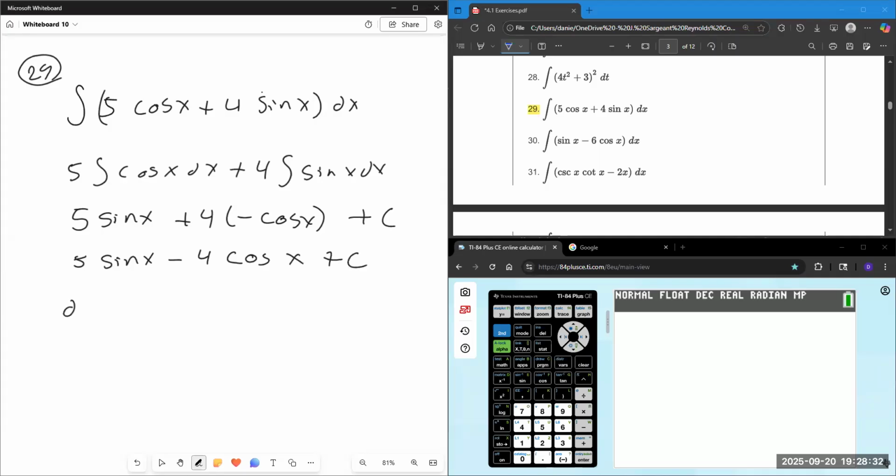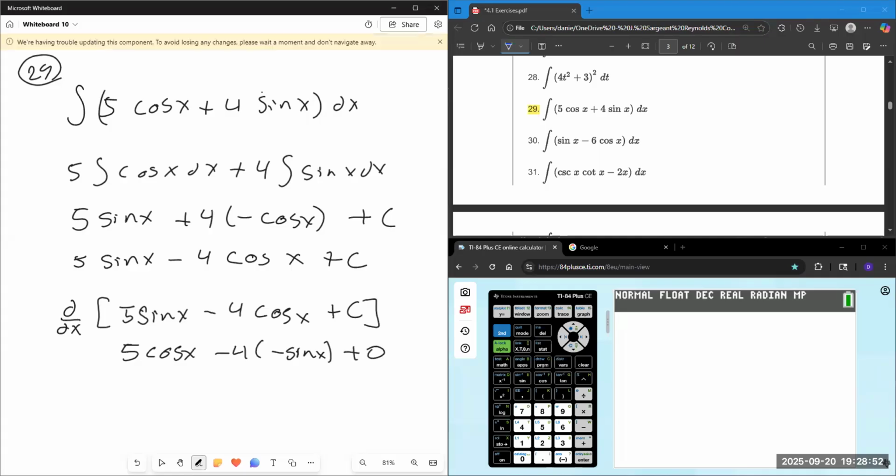And when I differentiate this, 5 sine of x minus 4 cosine of x plus c, the derivative of sine is cosine, the derivative of cosine is a negative sine, and the derivative of a constant is 0. 5 cosine x plus 4 sine of x was my integrand, so this is correct.